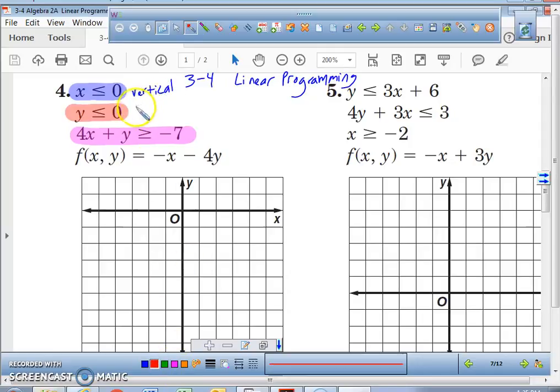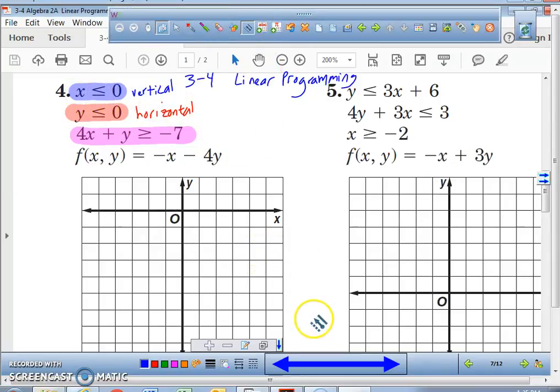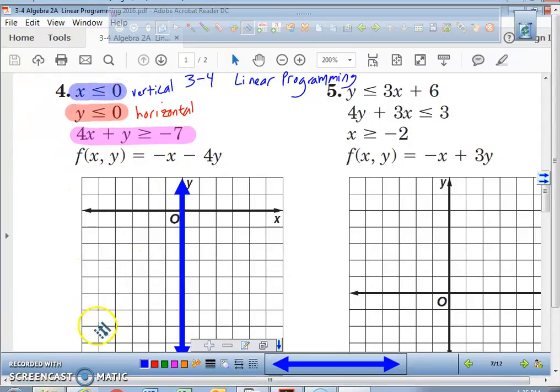Where y is less than or equal to 0, that's going to be a horizontal line. Okay? And x is always equal to 0 where? It's always equal to 0 on which axis? The y-axis. Alright? And if we were to shade everything that's less than that, we shade everything to the left, but I'm going to kind of wait to do that.